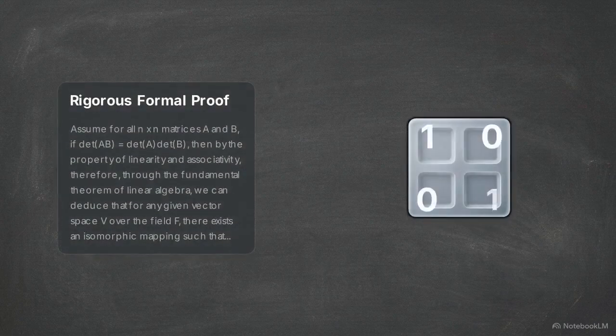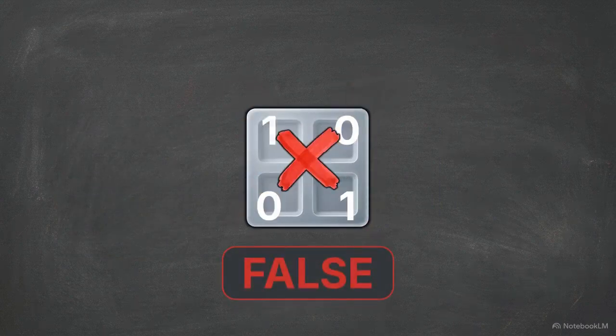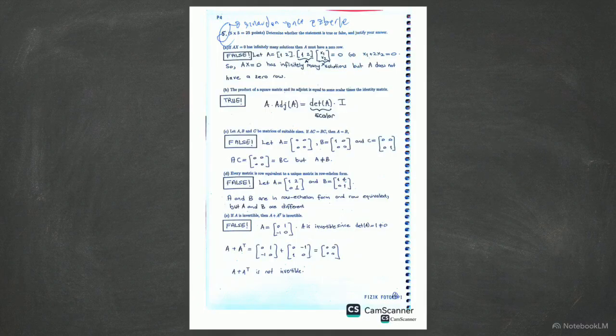Proving a statement true requires a rigorous general mathematical proof. However, you can prove a statement is false using a single, extremely simple counterexample, often involving zeros, ones, or basic identity matrices. This is a scan from an actual exam. We're starting with question 5 to see how core matrix properties behave under pressure. Part A claims that if a system has infinitely many solutions, the matrix must have a zero row. We can disprove this instantly.